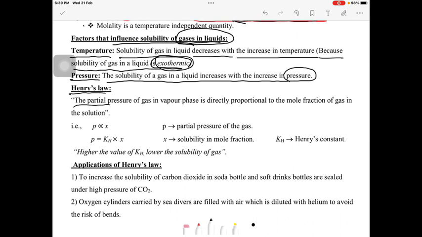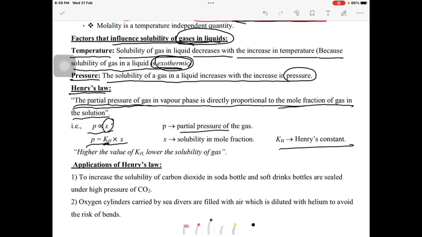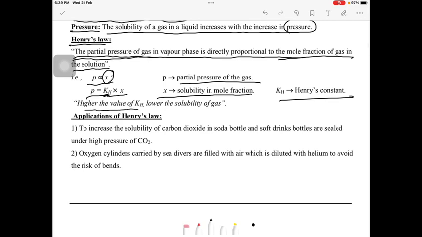Henry's law. The partial pressure of a gas in the vapor phase is directly proportional to the mole fraction of the gas in the solution. P is equal to Kh into mole fraction. Here Kh is Henry's law constant, P is the partial pressure of the gas, and X is the mole fraction of the gas. Higher the value of Kh, lower the solubility of the gas. Important, mention this point.